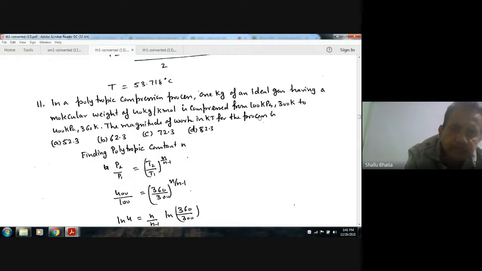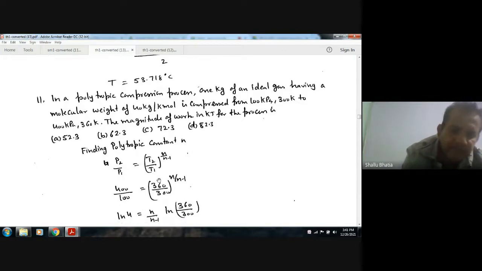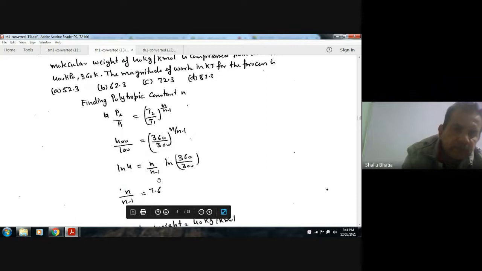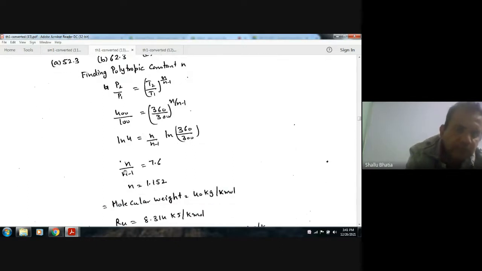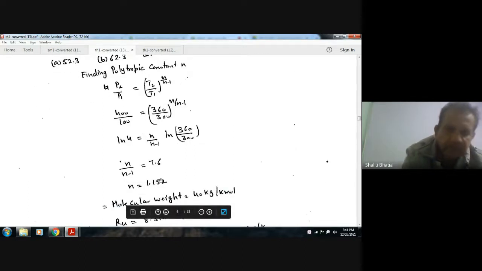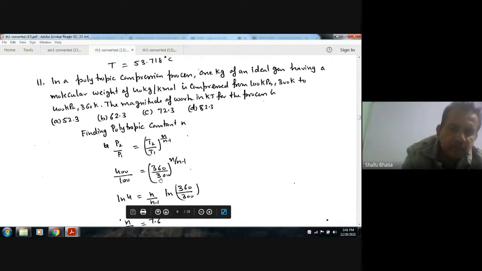So let n be the polytropic constant. So P2 by P1 is equal to T2 by T1 to the power n by n minus 1. Now finding n, taking ln: ln 4 equals n by n minus 1 times ln 360 by 300. From this we can find n, which is 1.152.